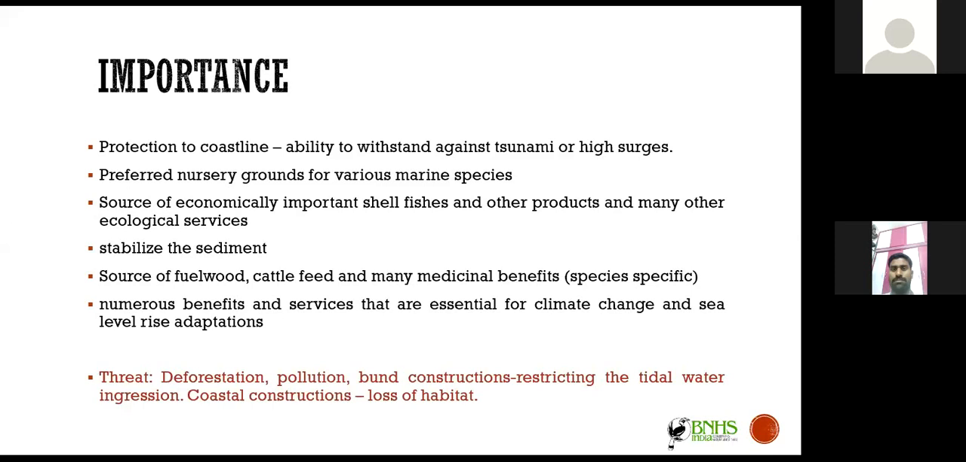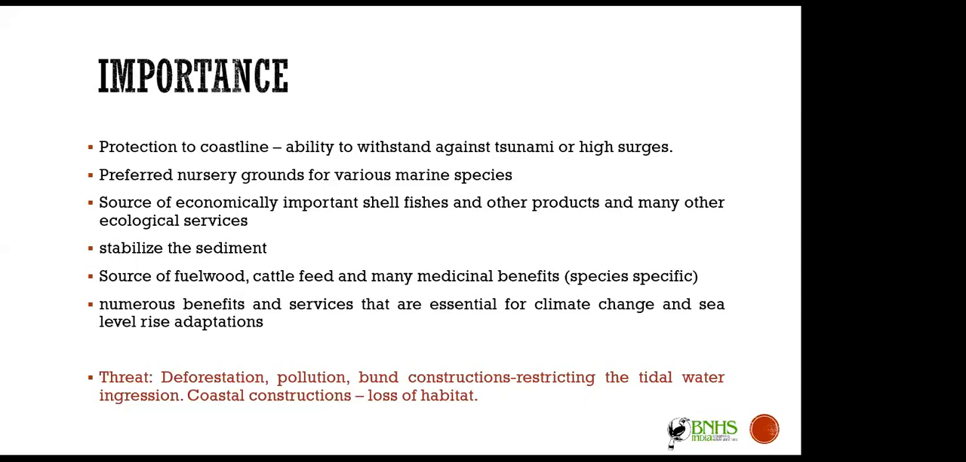Some of the species migrate especially to these swampy areas to breed, and they are also sources for some important shellfishes. They also stabilize the sediment. Because of this vegetation, the sedimentation rate decreases and clears up the water column.